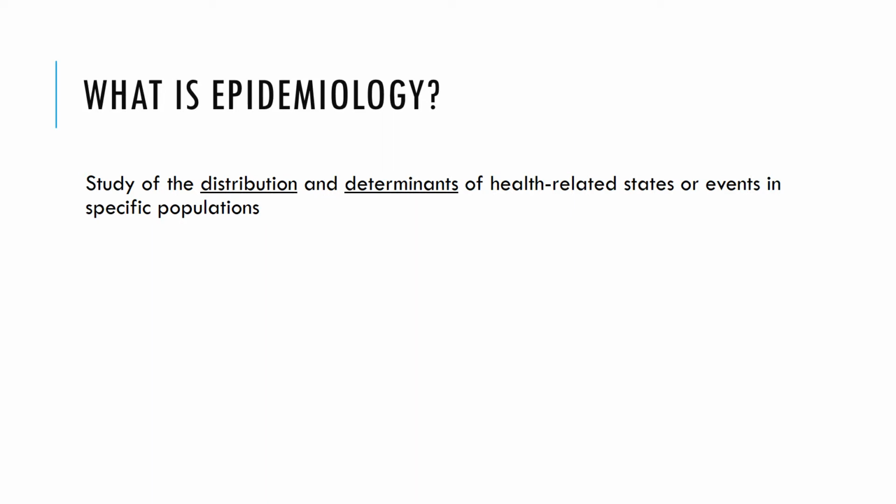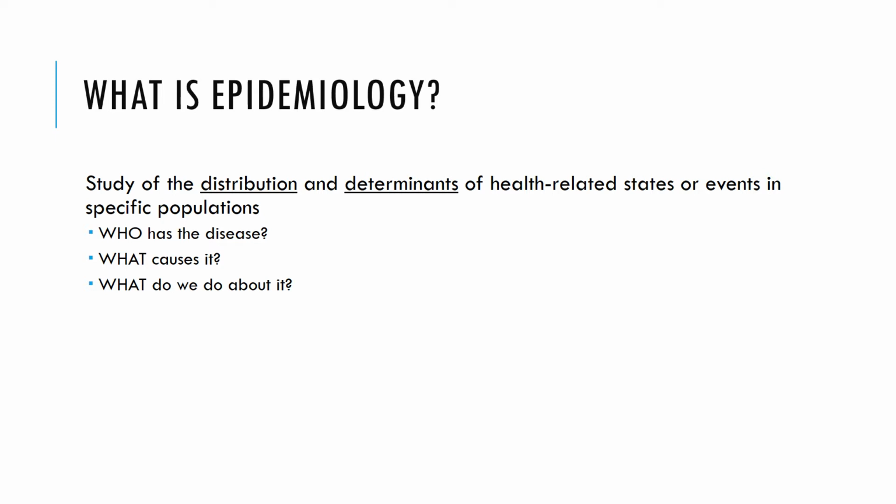So what is epidemiology? Well, the definition is the study of the distribution and the determinants of health-related states or events in specific populations. So this can be thought of in several different ways. First of all, the distribution is really who has the disease. Men, women, certain racial groups, people of certain ages. How can we describe who has whatever disease we're interested in?